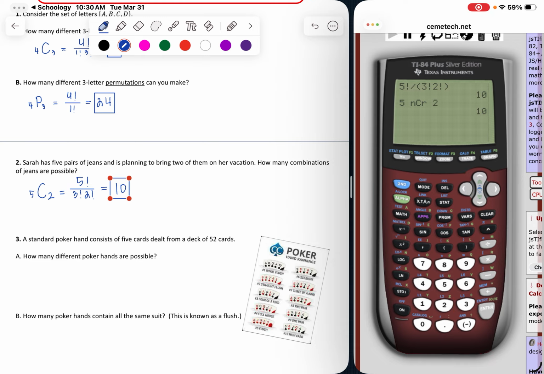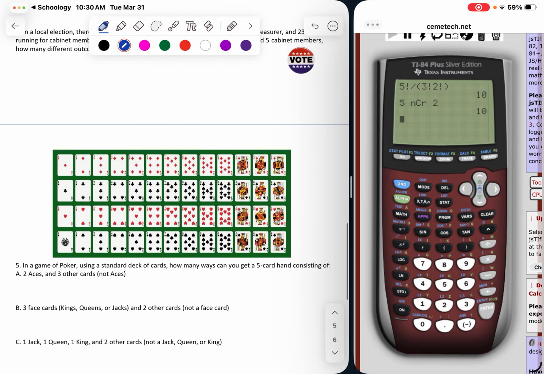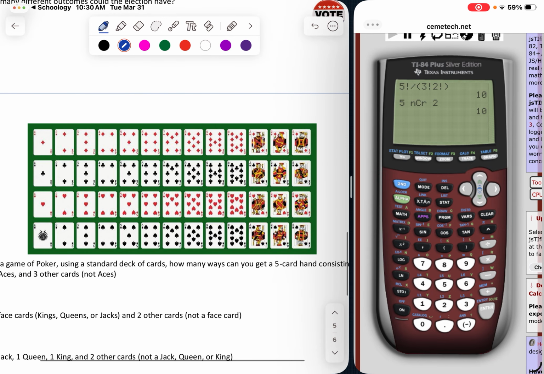All right, next it says a standard poker hand consists of 5 cards dealt from a deck of 52 cards. How many different poker hands are possible? So now we have to think if the order matters, right? Here's all the cards in a deck of cards. If I get this one, this one, this one, this one, and this one, which would be great, right? That's not different from getting this, this, this, this, and this. It's the same thing, right? So the order does not matter here.